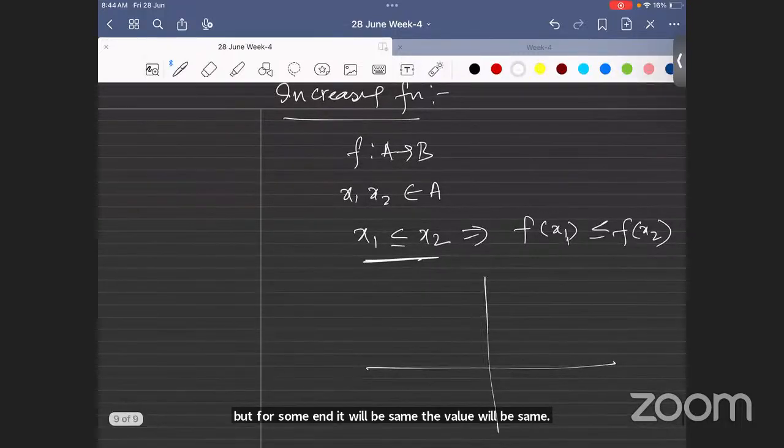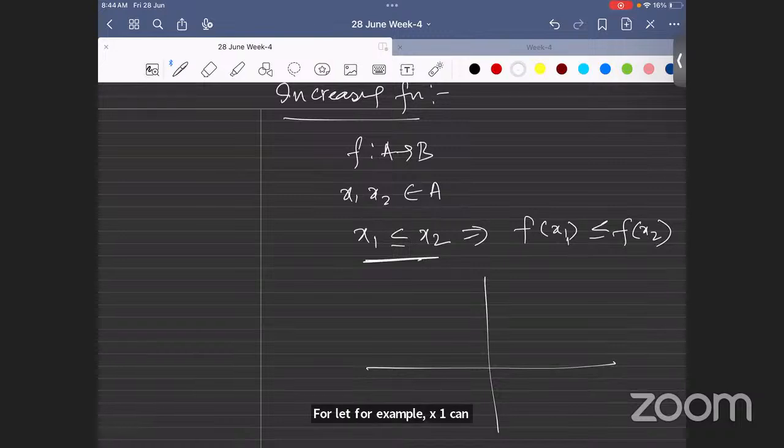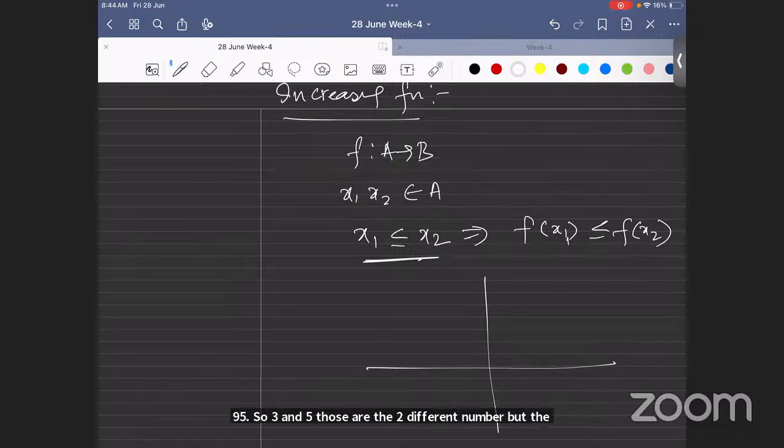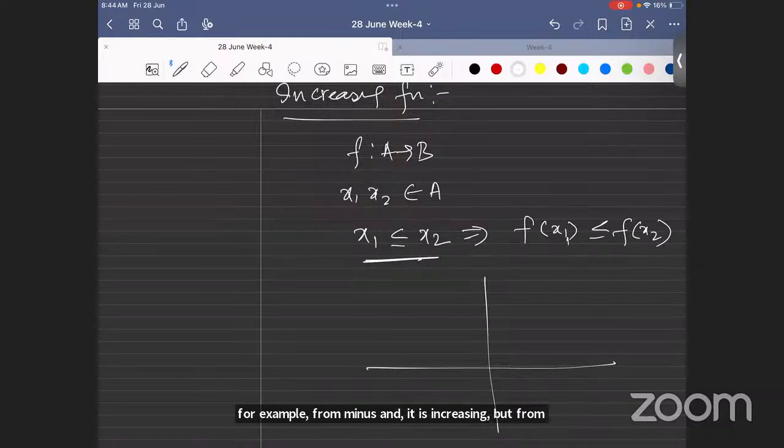For example, x1 can be 3 and x2 can be 5. Those are two different numbers, but the function values f(3) and f(5) can be equal. So it is increasing. Let's say from minus infinity it is increasing, but from 3 to 5 the values were the same, and then again it is increasing. So basically it is not decreasing at any point, but for some interval the values of y are the same.